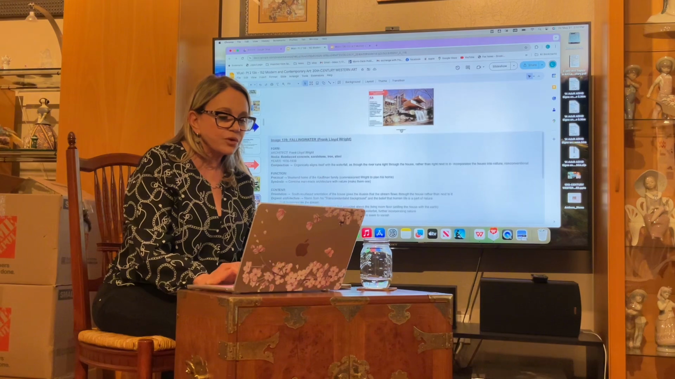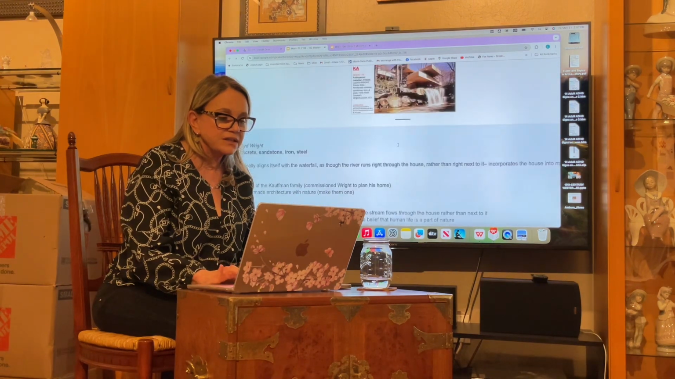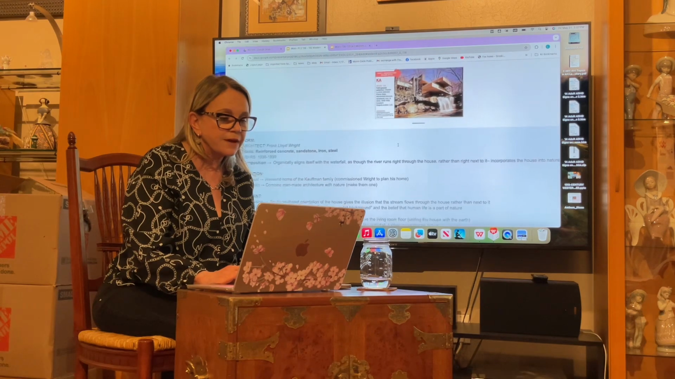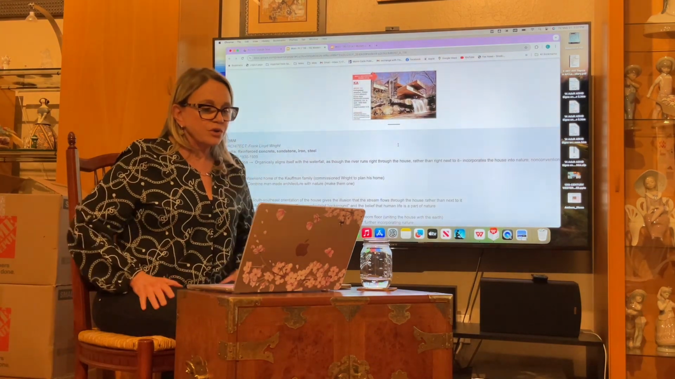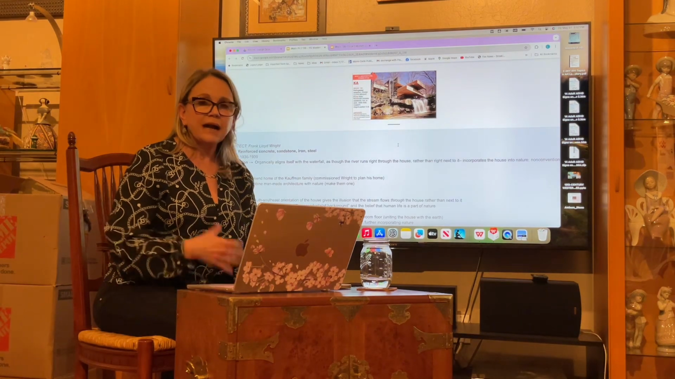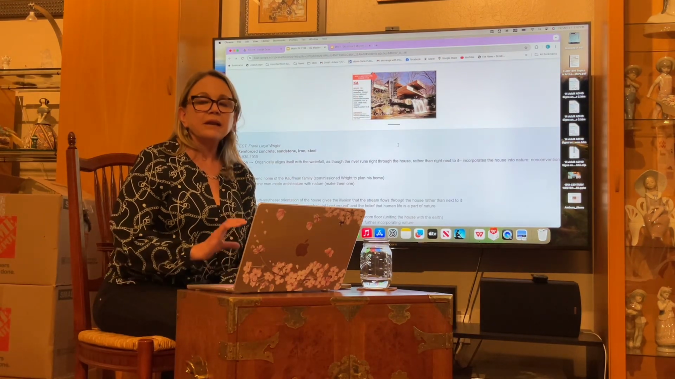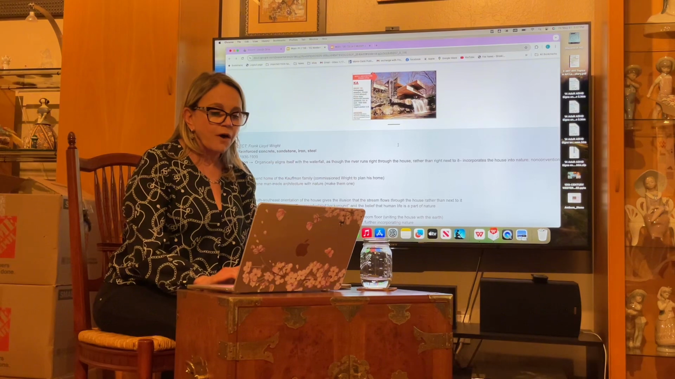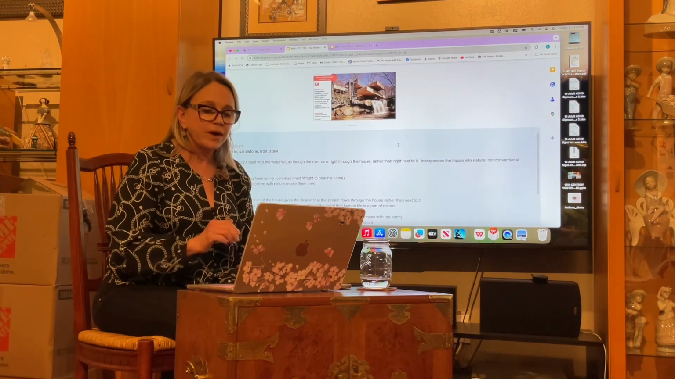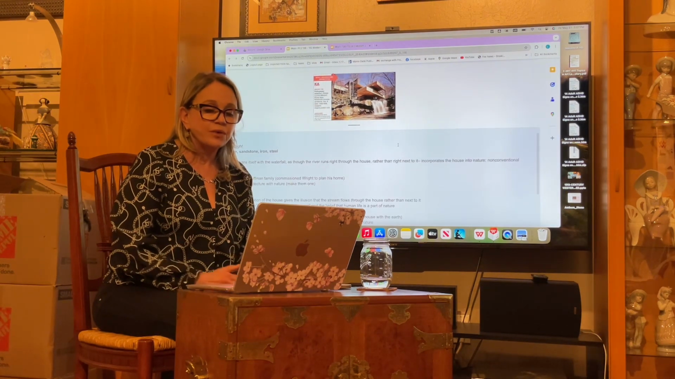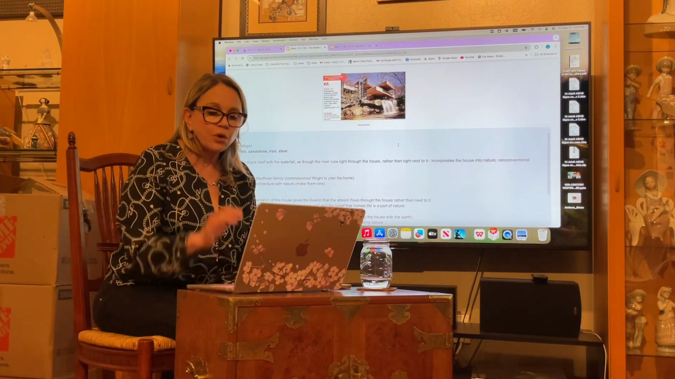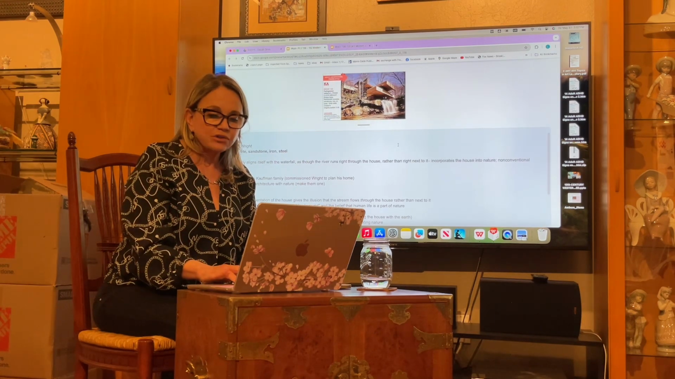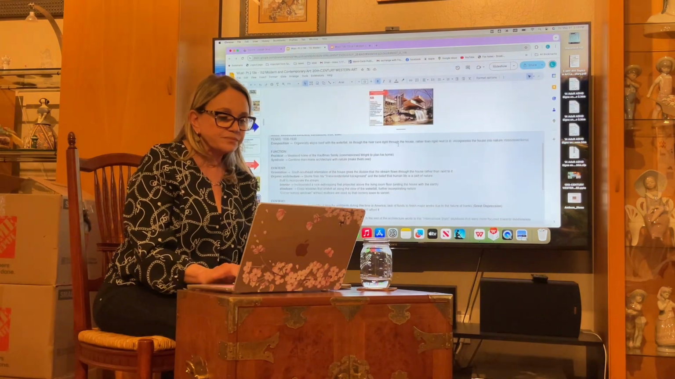Okay, so Frank Lloyd Wright and Falling Water. We know that the architect, his name is Frank Lloyd Wright, and in his composition he used organic items, and it aligns itself with a waterfall, and it's as if the river runs right through the house rather than right next to it, which was his intention. And it's to incorporate the house into nature.